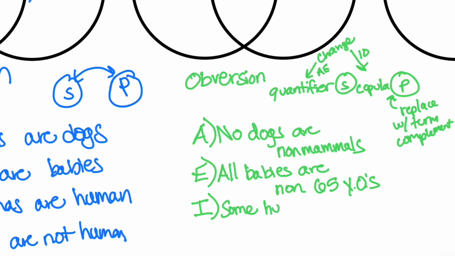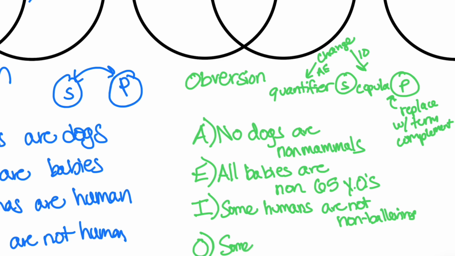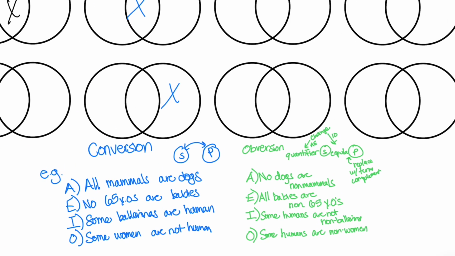The obversions of our E claim, our I claim, and our O claim are listed here. So what I'm doing is changing the quantifier for the A and the E, changing the copula for the I and the O, and for all the claims, replacing the predicate with its term complement, or its opposite.